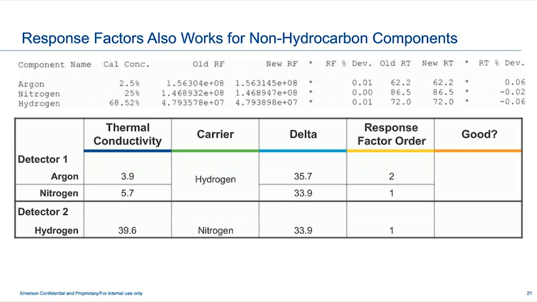So then, the next thing is the delta, and you will notice that both the nitrogen to hydrogen and the hydrogen to nitrogen have the same delta in thermal conductivity, but different response factors. The nitrogen response factor is 1.4 to the power of 8, and hydrogen has a response of basically 4.8 to the power of 7.